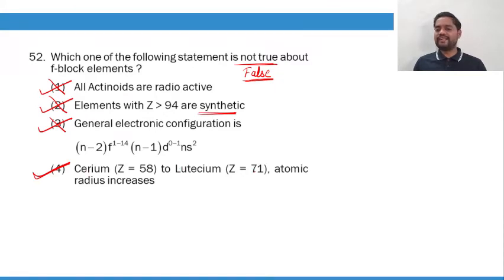Cerium to lutetium, atomic radius increases from Z equal to 58 to 71. Atomic radius increases. That is not correct, guys. Since f orbitals are filling, they have a very poor shielding effect, and instead of increasing, it should decrease. The right statement should be that it decreases. And since it is a wrong statement, that means it is the right answer. Hence, question number 52, I'll go with option number 4.